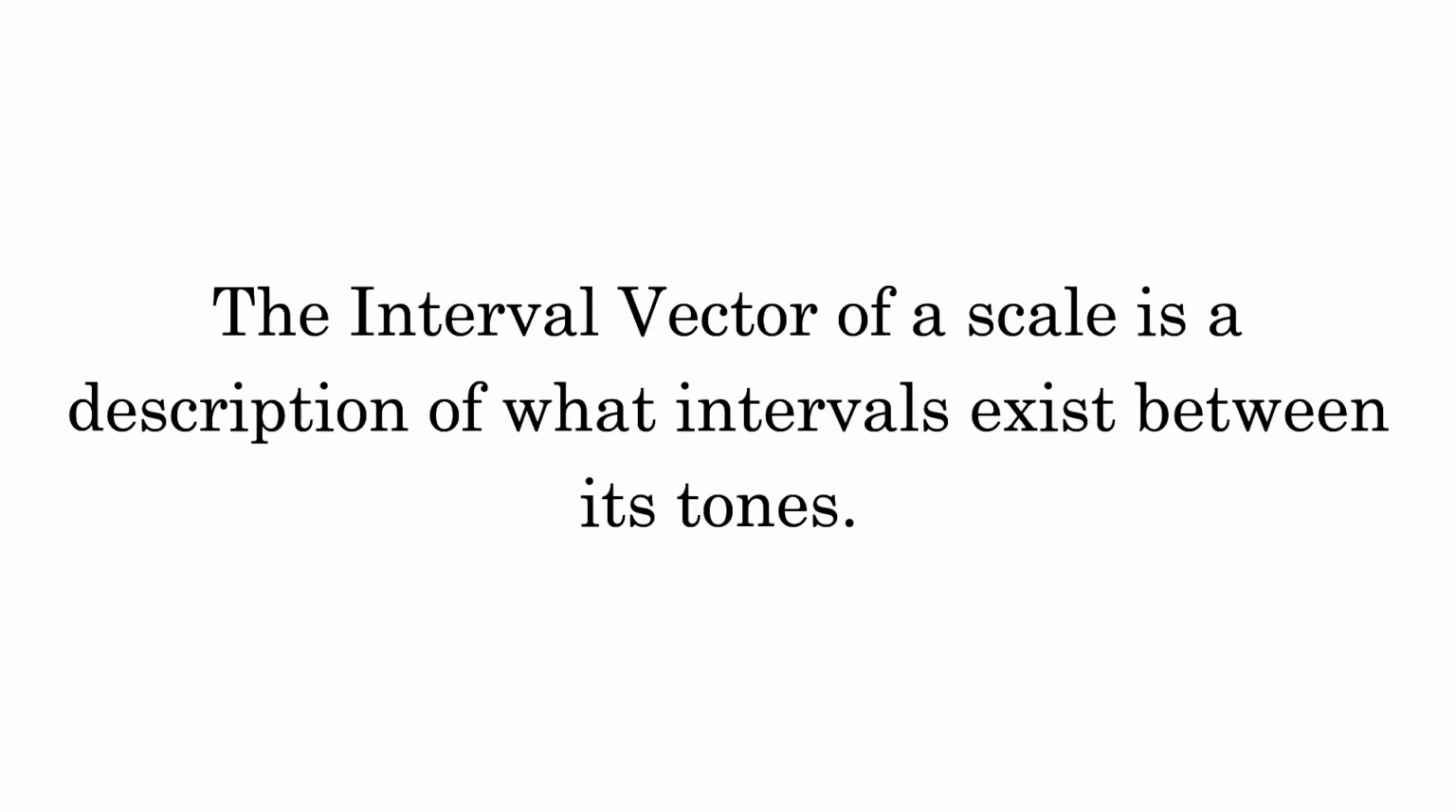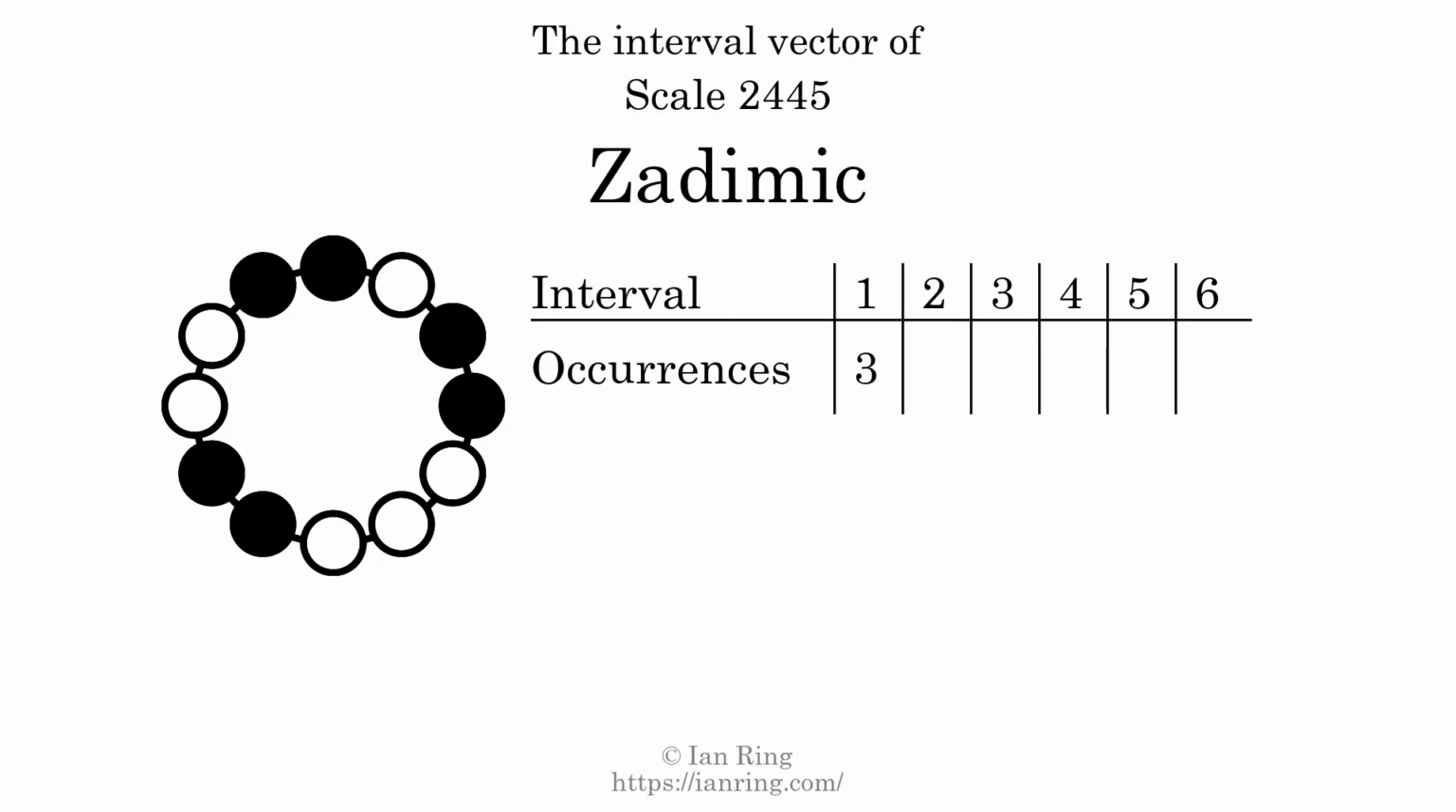The interval vector of a scale is a description of what intervals exist between its tones. There are 3 intervals with the size of 1 semitone. They are here, here, and here. There is 1 interval with a size of 2 semitones. It is here. There are 3 intervals with the size of 3 semitones. They are here, here, and here.